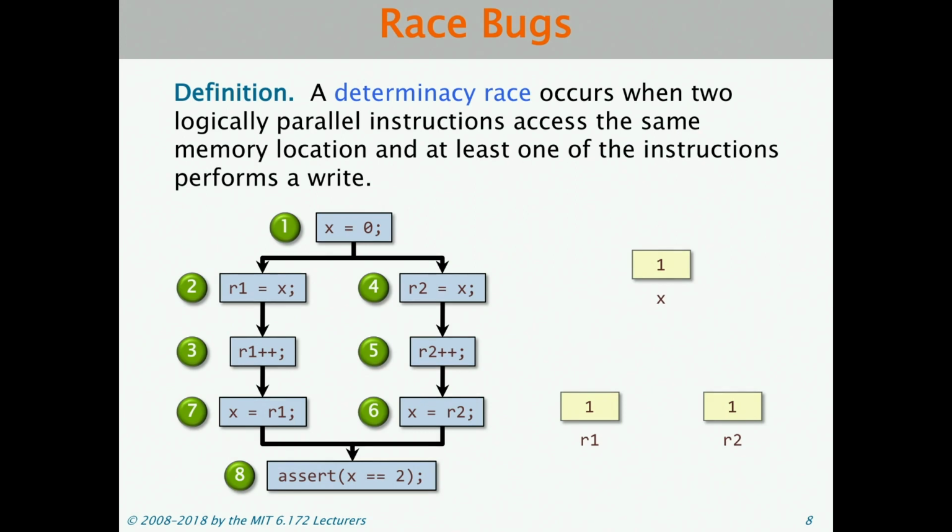So if I executed these instructions in the order of 1, 2, 3, 7, 4, 5, 6, and then finally 8, the value is going to be 2 in x. So the race bug here doesn't necessarily always occur, and this is one thing that makes these bugs hard to find. So any questions?